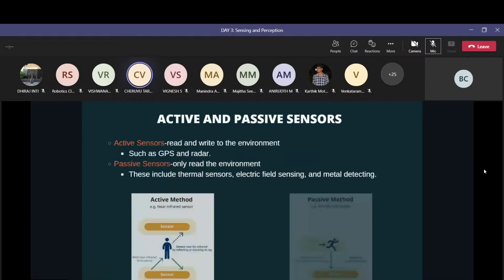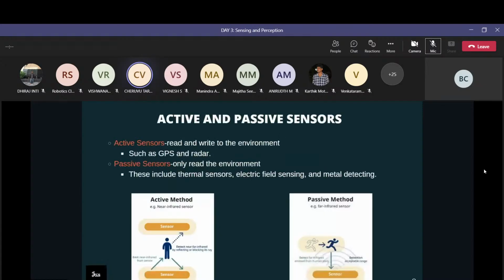Here we have basic classifications like active sensors and passive sensors. So what is an active and what is a passive sensor? An active sensor is a sensor which does the work of both reading and writing to the environment. What do we mean by reading and writing to the environment? It means sensing the changes in the environment. Let's go to an example and you'll understand it more clearly. Let's take a radar or a GPS.